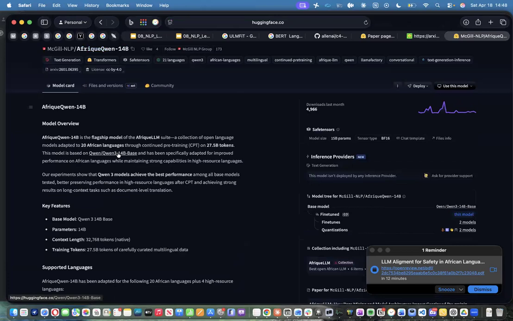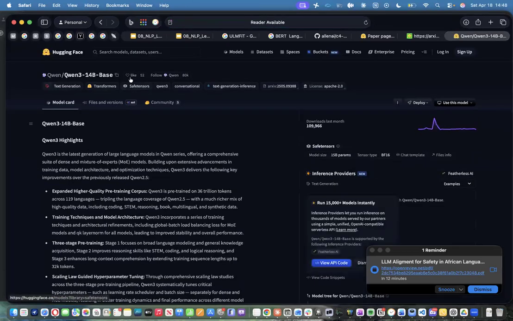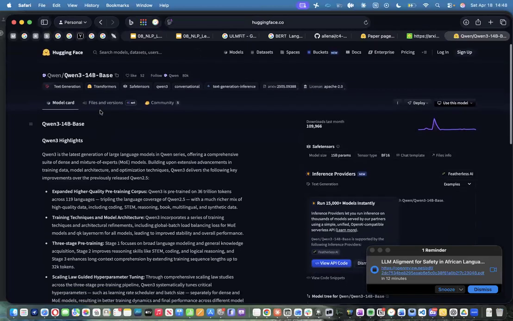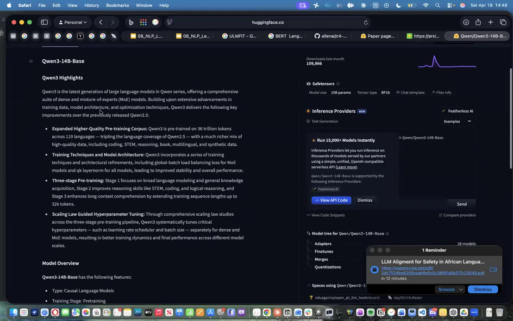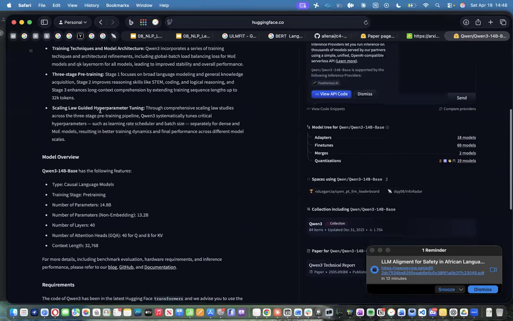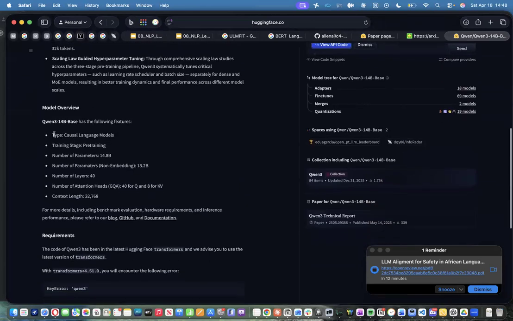You can see this Qwen, which is the base model. Qwen is basically from this Chinese company, and it is multilingual. It's a generation language model, decoder only. By generation, we mean it can generate text, just like ChatGPT. And you can see the type. What kind of type is it? Causal language model.